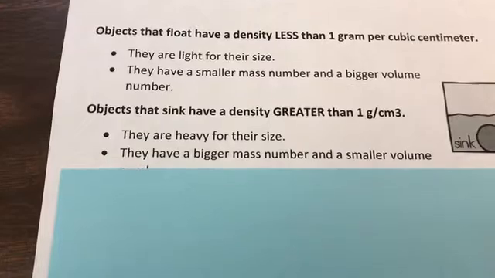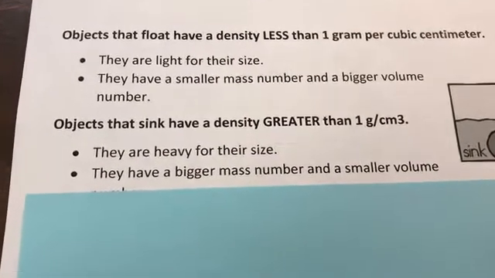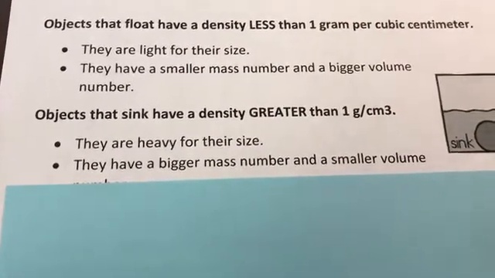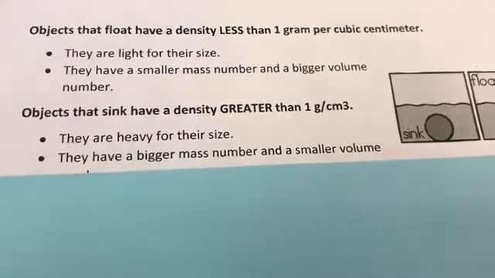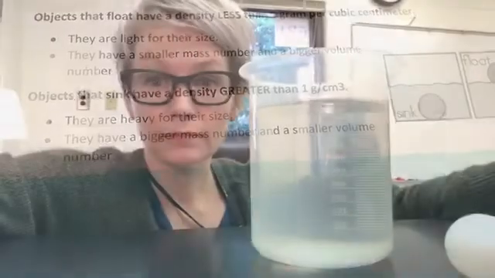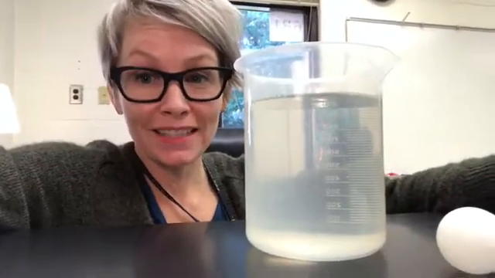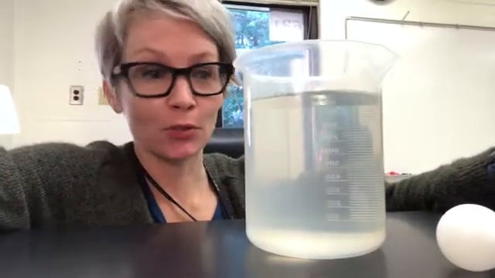Objects that sink have a density greater than 1 gram per cubic centimeter. That means they're heavy for their size and they have a bigger mass number and a smaller volume number. So you can infer an object's density just by watching what it does when you put it in water.